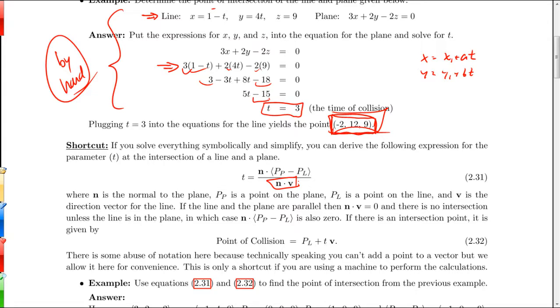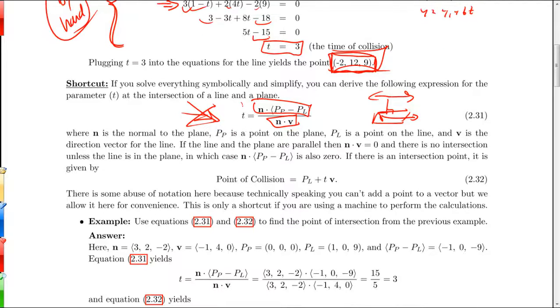If n dot v equals 0, that means the normal to the plane is orthogonal to the line that we're talking about. In other words, the line is parallel to the plane. So there might not be a point of intersection. In fact, there won't be unless the line itself is sitting in the plane. But if that's the case, then this one will be 0. So there's a little bit of checking you have to do if you're going to do this in a machine. If you need to do it by hand, do this procedure. Don't use the formula here.